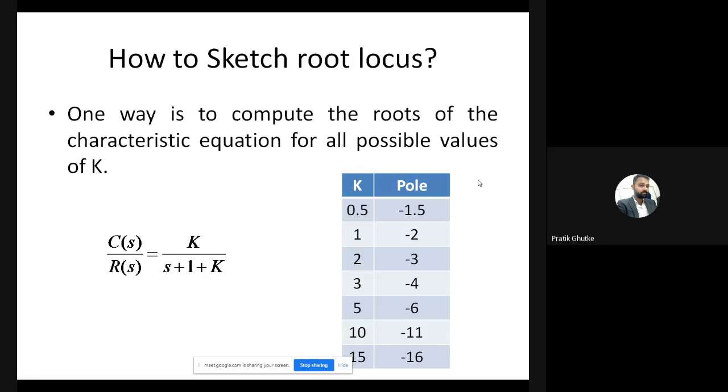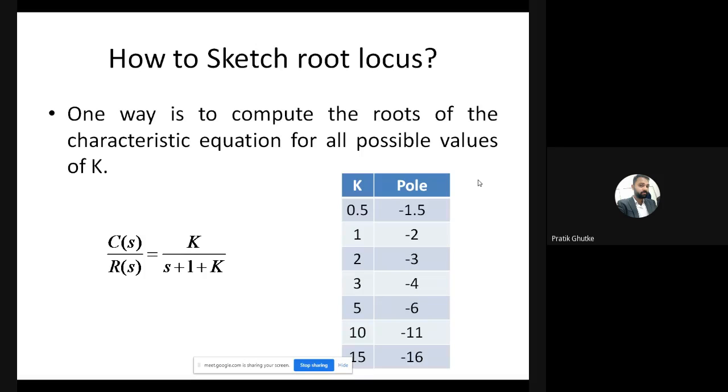Now, how to sketch the root locus? Everybody would know how we can draw the root locus. In the previous class, we discussed some basic examples related to root locus and the steps involved in its calculation. One way is to compute the root locus of the characteristic equation for all possible values of K. That is, if the transfer function is given, say C(s) divided by R(s) equals K divided by S plus 1 plus K.